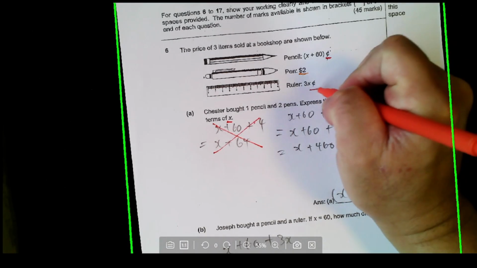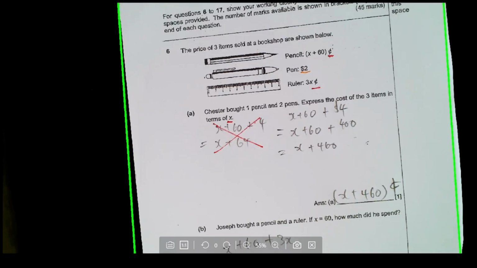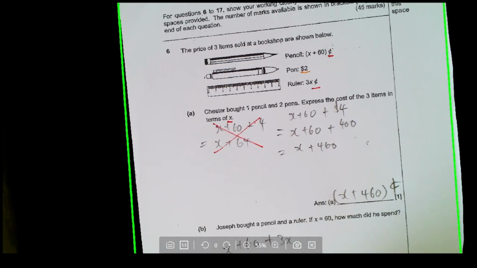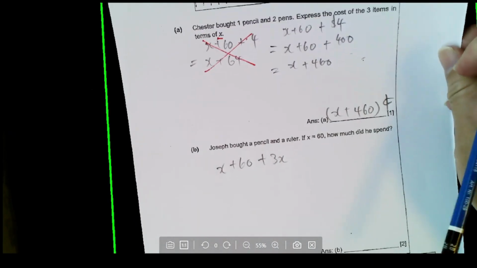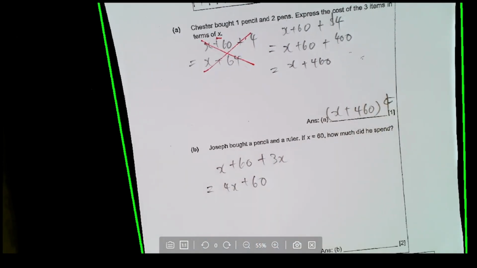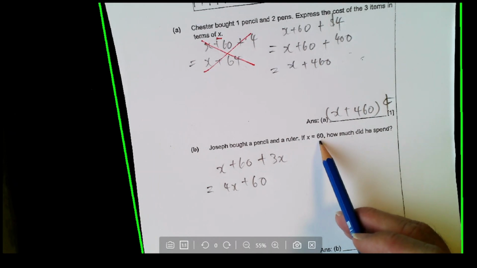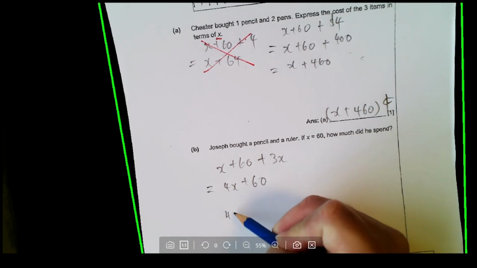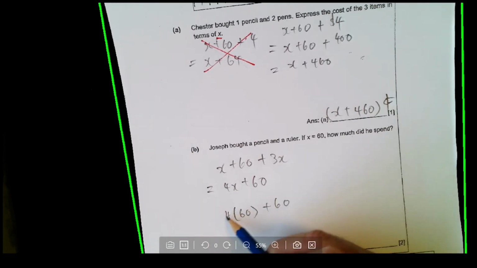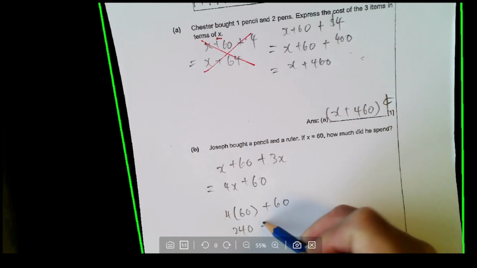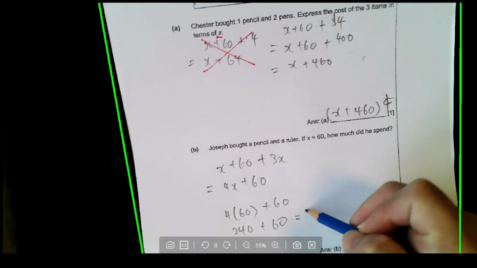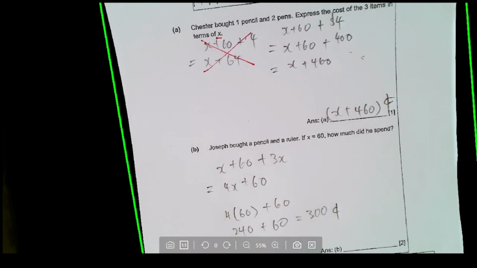So, okay, this one is more straightforward. You don't have to change the unit, okay? Everything's in cents. So let's simplify this. x plus 3x is 4x plus 60, okay? Now, if x is 60, how much did he spend? So, 4 times 60 plus 60. 4 times 60 is 240, plus 60, you get 300 cents. Okay?